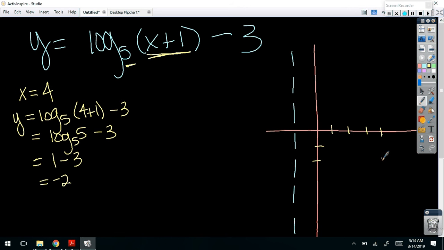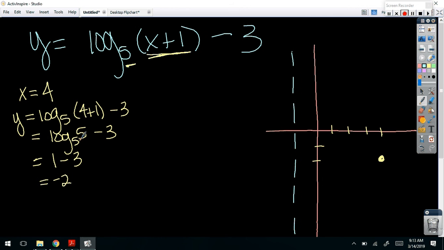Is it supposed to be like what? Do we have any way of knowing if this is the growth of the K model? Or we just figure it out? I mean, you can change the form if you wanted to. That point is 4, negative 2.